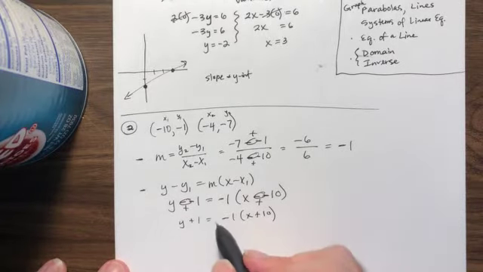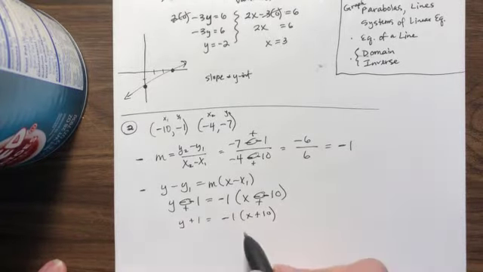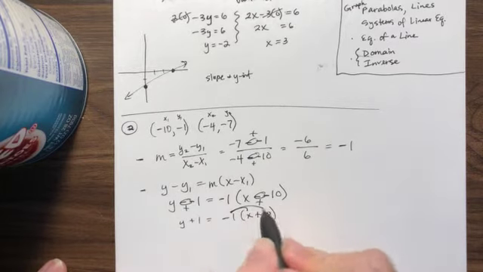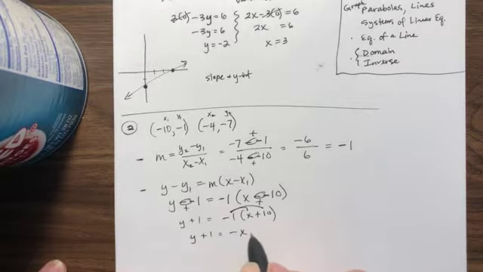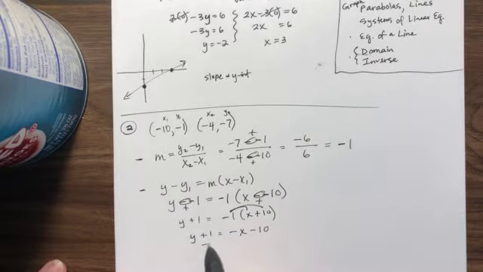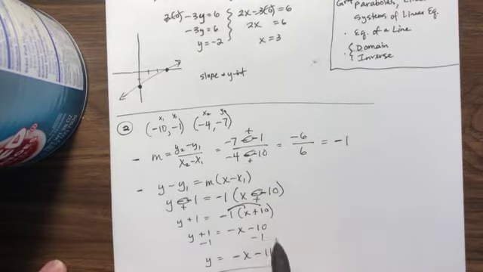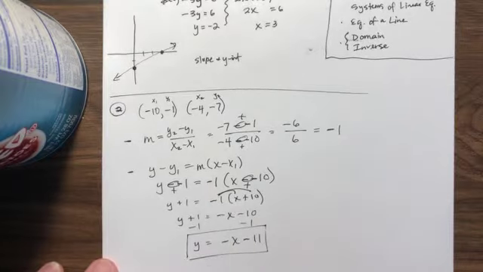All right, and then if you want it in slope-intercept form, which I believe all the answers are in slope-intercept form, then we're going to distribute. We get negative x minus 10. And then we're going to subtract 1 to get y by itself. And then finally, our answer will be negative x minus 11, like so.